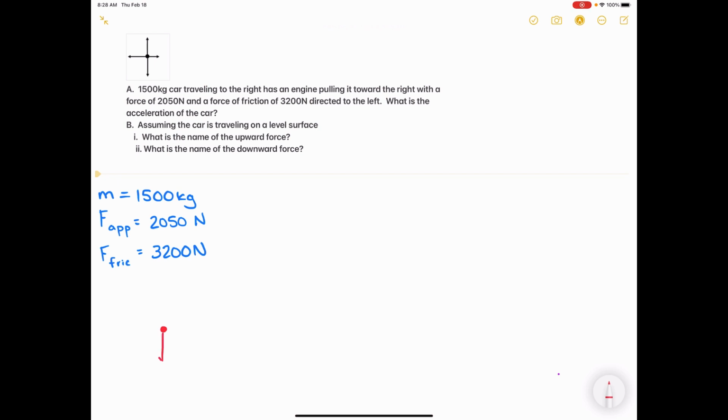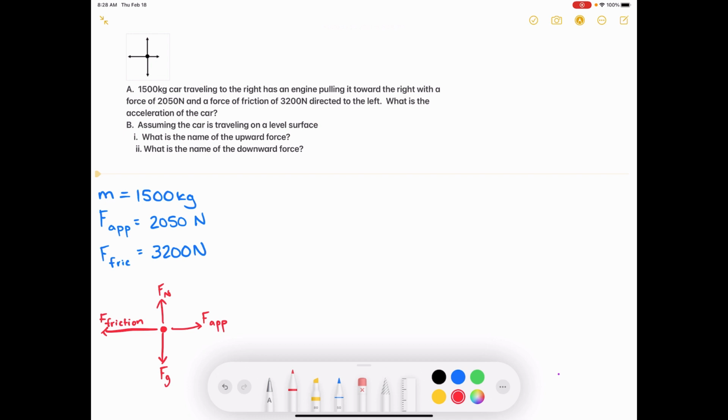You have your gravitational force at the bottom, which we'll need in a minute. You'll have your normal force, which is equal to your gravitational force, going upwards. Then you have the force to the right, which is that applied force. And then you have that force of friction, which is larger than that applied force. So that's why you see in that picture the force to the left is larger. So now we can work on solving our problem.